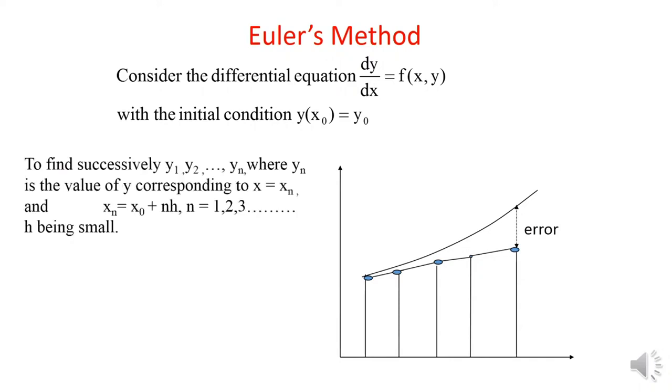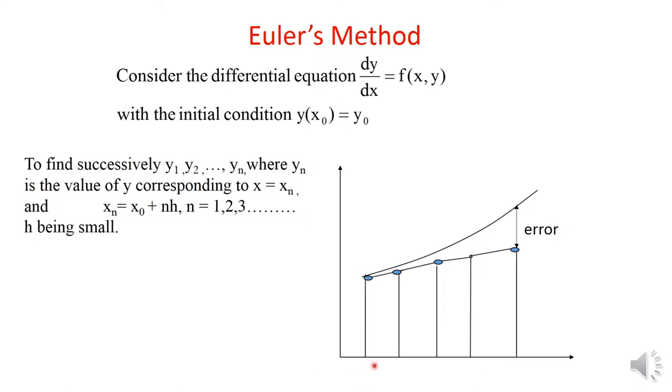So we find successively y1, y2, up to yn, where yn is the value of y corresponding to x is equal to xn, and xn is equal to x0 plus nh, n taking values 1, 2, 3 and so on, and h being a small value. So in this figure we can see this is the curve given to us, and we start with the value x0, and the corresponding value is y0.